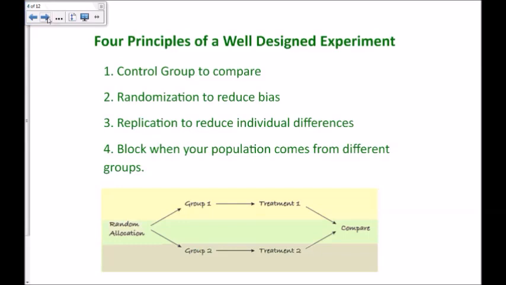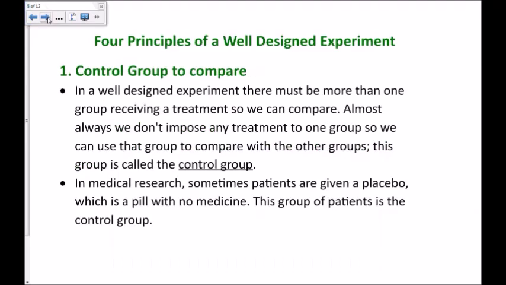And 4, block, when your population comes from different groups. So the first is a control group to compare. In a well-designed experiment, there must be more than one group receiving a treatment, so we have something to compare to. Okay? Almost always, we don't impose any treatment to one group, so we can use this group to compare with the other group or groups.